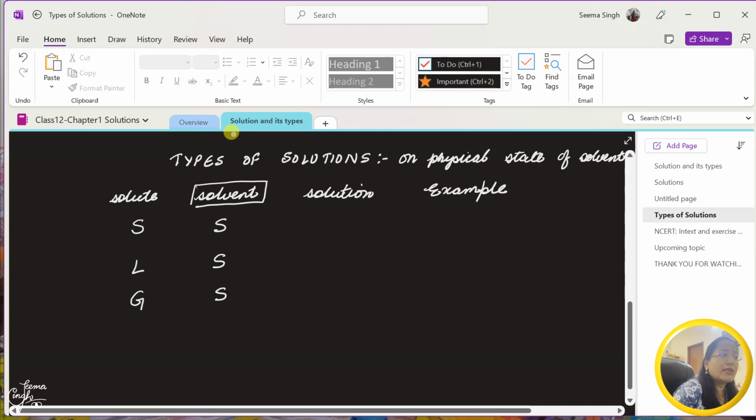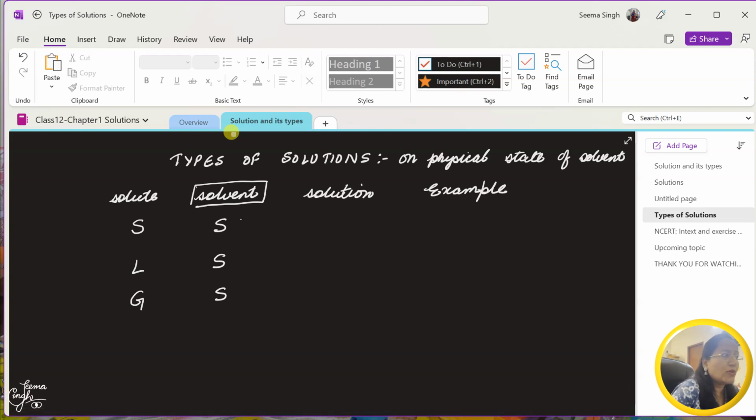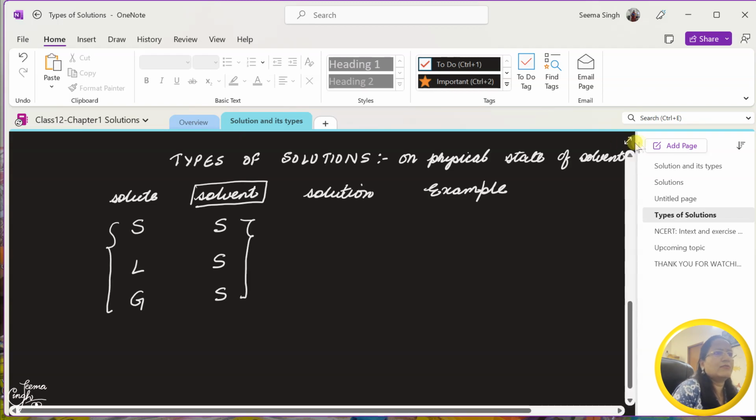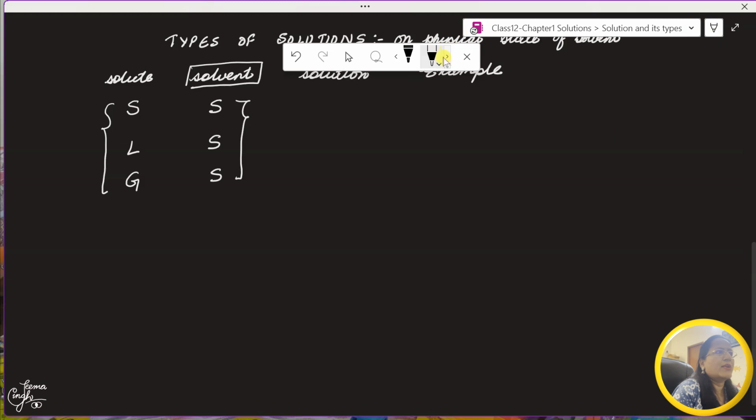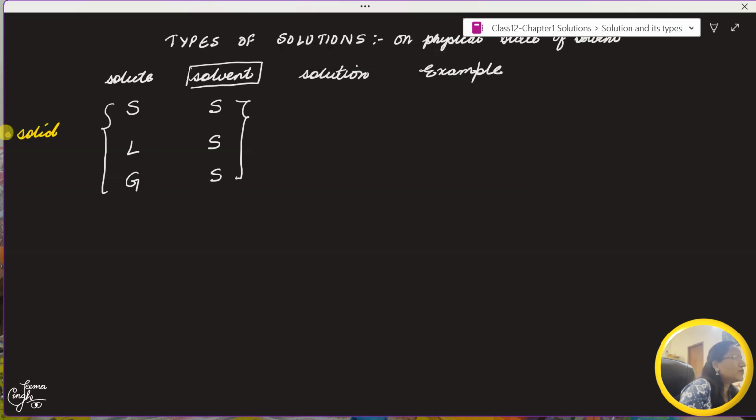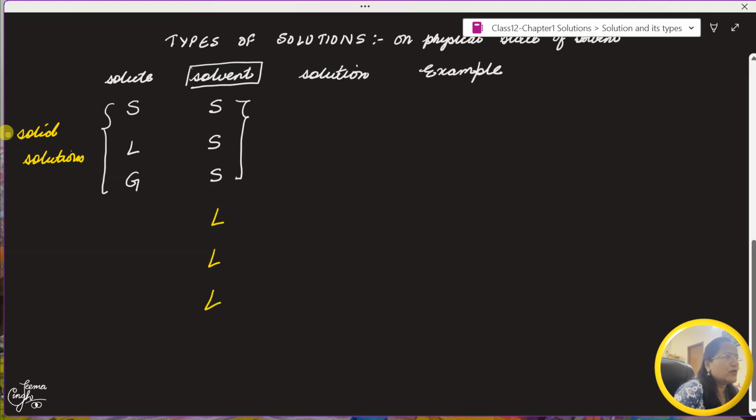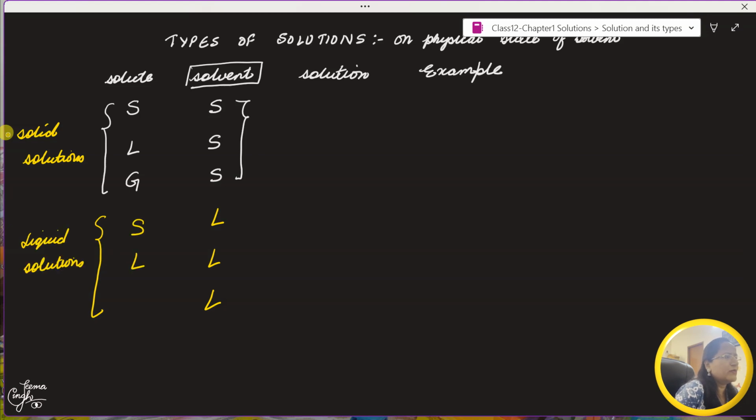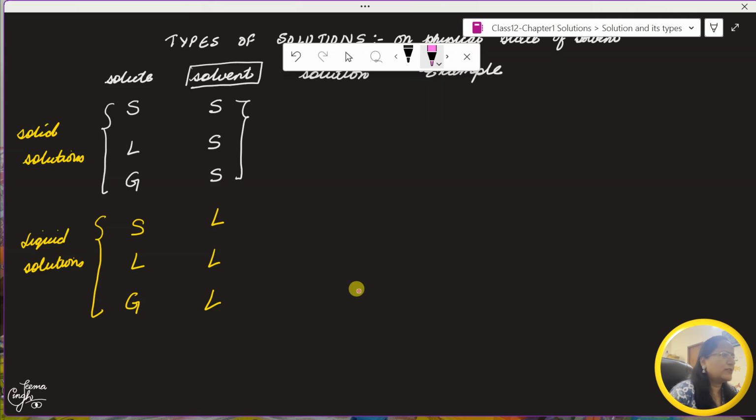Now tell me, what are these solutions called? If the solvent is solid, solid solutions. So all 3 of them are called solid solutions. So mark them 3 solid solutions, right? Now coming on to the next solvent, you can have liquid: liquid, liquid, liquid. All three of them will be called liquid solutions. And the solute can vary from solid, liquid, and gas. I'll be a little slow so that you can also write down.